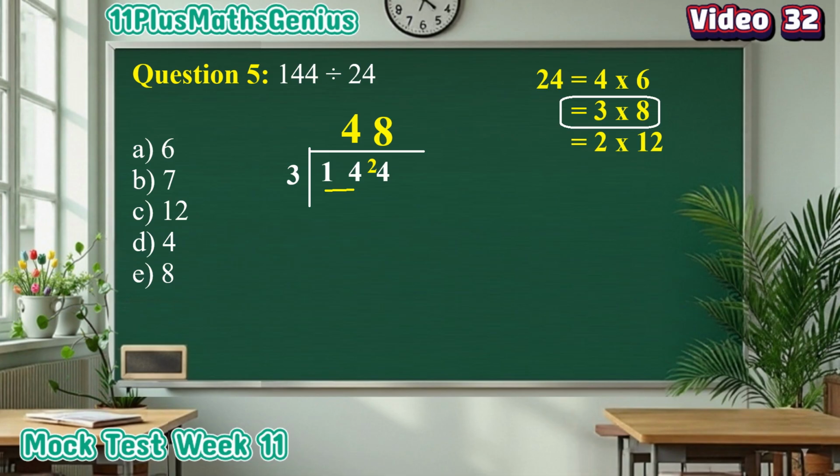Now we're not done yet, because we're dividing by 24. So we divide by 8. 48 divided by 8. Relatively simple, we get 6. So for question 5, our answer is A, 6.